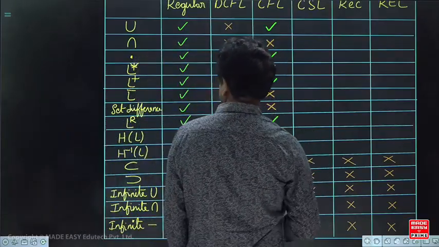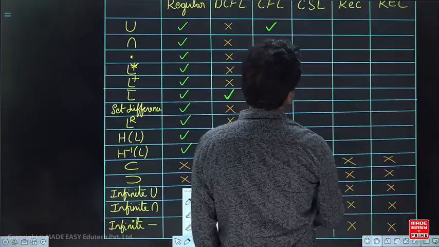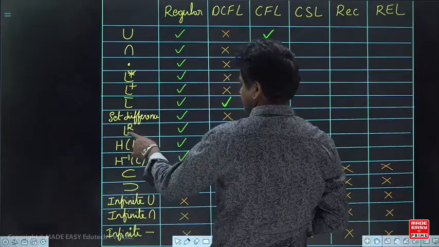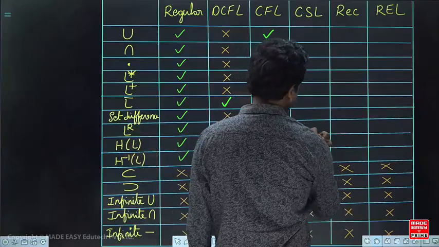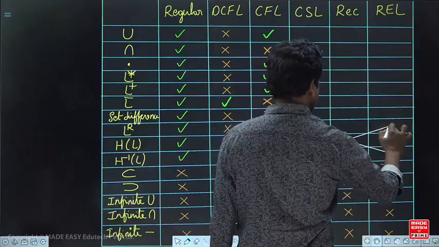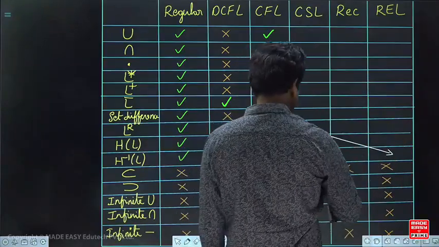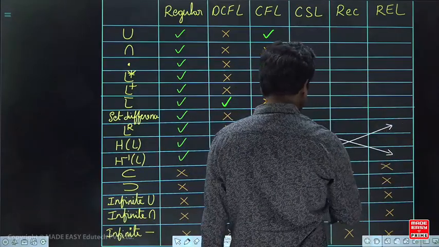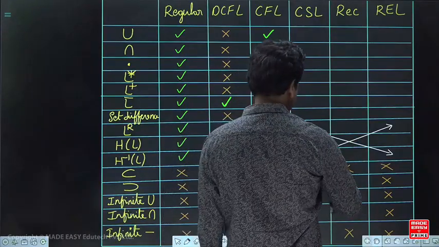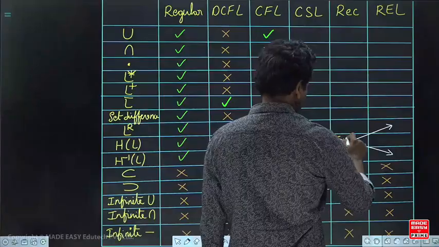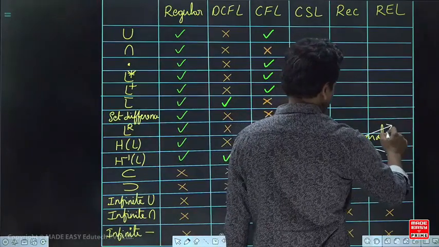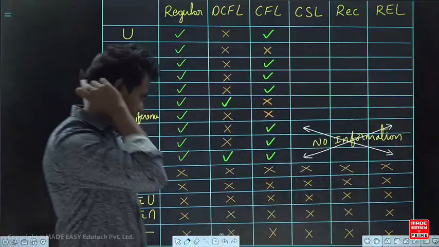Here CSL, REC, context sensitive, REL, and under the operations reversal, homomorphism, inverse homomorphism, these I am giving as no information.